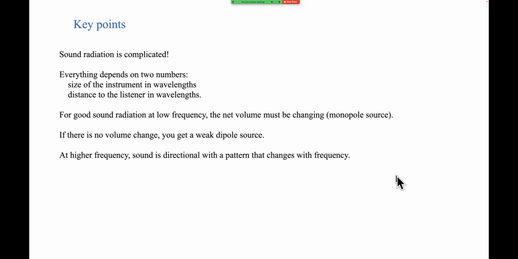As you go to higher frequencies, so the instrument is not small compared with the wavelength, then the sound gets louder in general. The net amount of sound coming out of the instrument is always fairly good, but it becomes directional. And the directional pattern changes with frequency, and that's what you saw in that last animation. And probably, as I said, that plays a role in the sound quality of a live violin compared with a recorded one. And that's it for this talk.